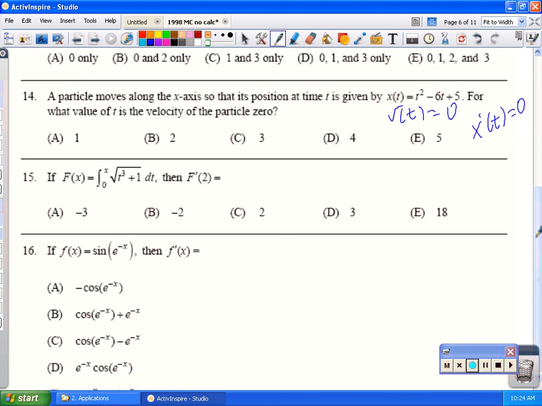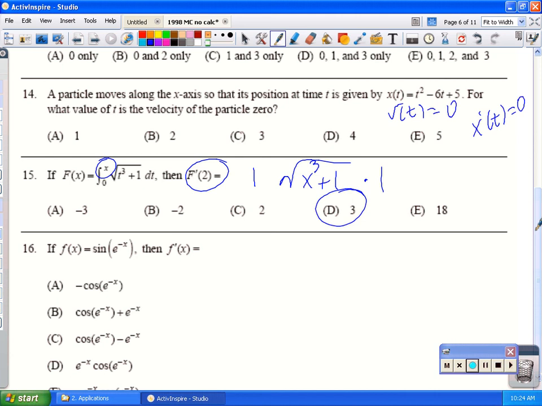Number 15 is the fundamental theorem of calculus part 2 because they are asking us to find the derivative of a definite integral. The derivative of a definite integral. So I do, in this case, take out the t, put in the new function, and multiply by the derivative of the new function. Remember, this is the new function. The derivative of x is 1. Then I substitute the number 2. 2 cubed is 8. 8 plus 1 is 9, and the square root of 9 is 3.